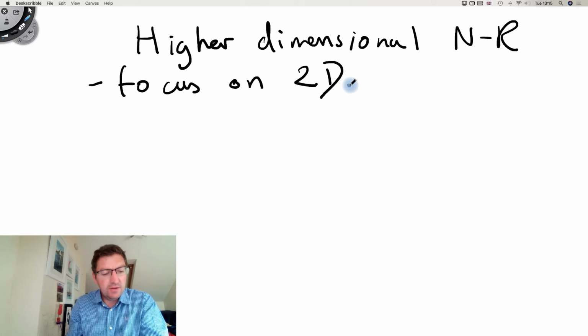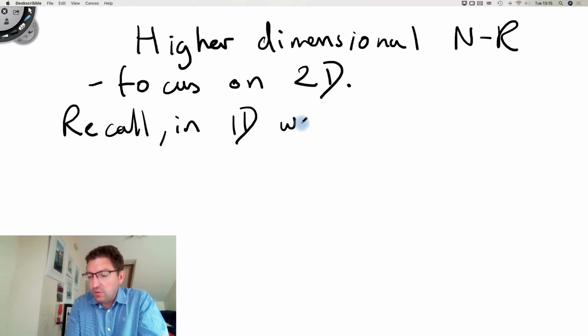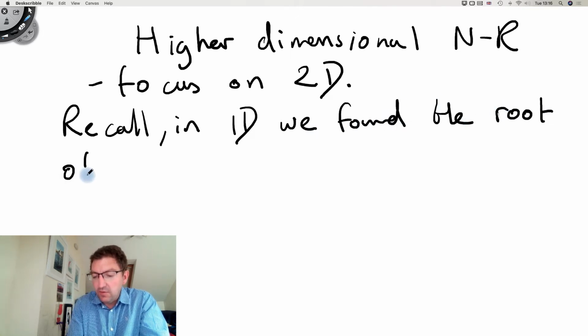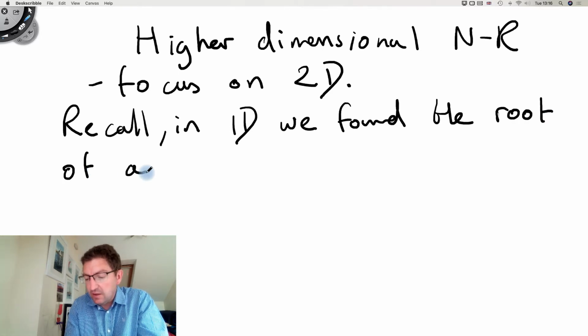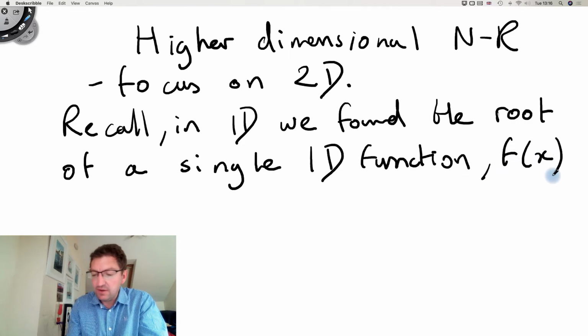So what we're going to do is extend our 1D method. To recall, in 1D we found the root of a single 1D function. Okay, so that was f of x. All very easy. So in 2D, we want to extend that.